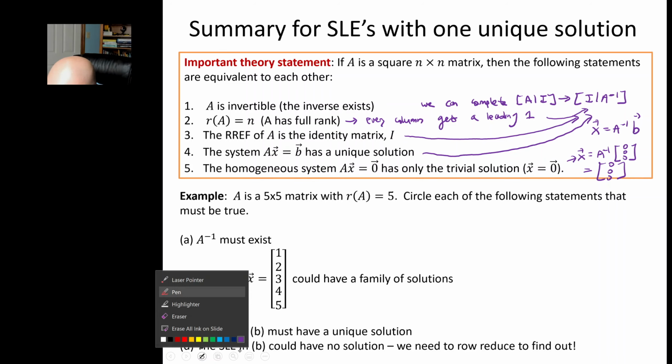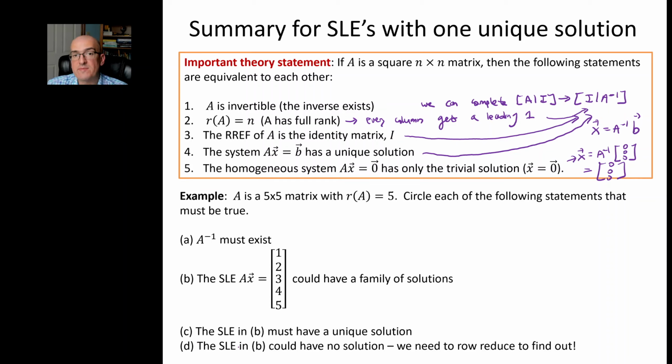So, a concrete example. Select all the statements that are true if you're told that A is a 5 by 5 matrix with rank 5. This means full rank. Every column has a leading 1. If every column has a leading 1, when we row reduce it, that means that we can row reduce the original matrix to the identity matrix, which means we can create A inverse. B, is that one true? This is false.